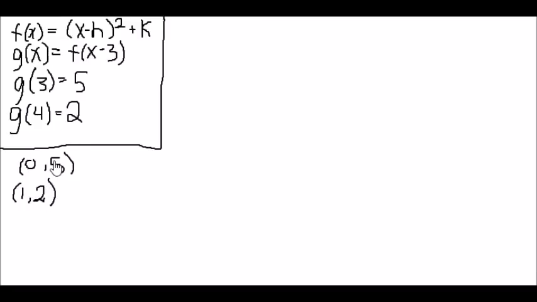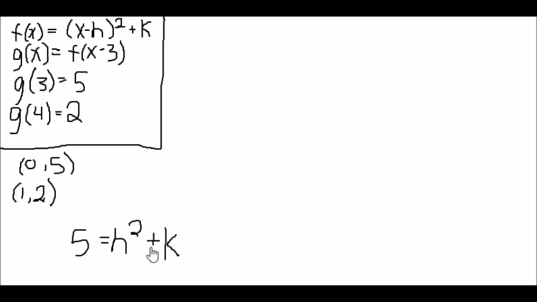Now, because we have values of x and y for f of x, we can plug them into here, because what we're trying to find is h. So this is y and this is x. We'll plug 5 in for y, and then 0 in for the x. So we'll get 5 equals, and then (0 minus h) squared is just going to be h squared, so equals h squared plus k.